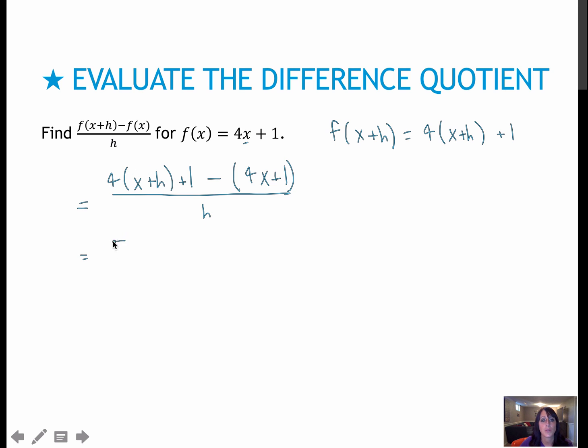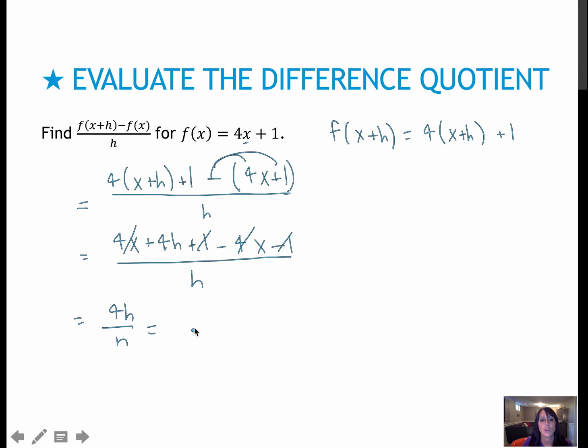So I would distribute the 4, so 4x plus 4h plus 1, minus 4x minus 1, because the minus distributes, all over h. The 4x and the minus 4x cancel to 0. The plus 1 and the minus 1 cancel to 0. I get 4h over h, which is just 4. So the slope of that secant line would be 4.